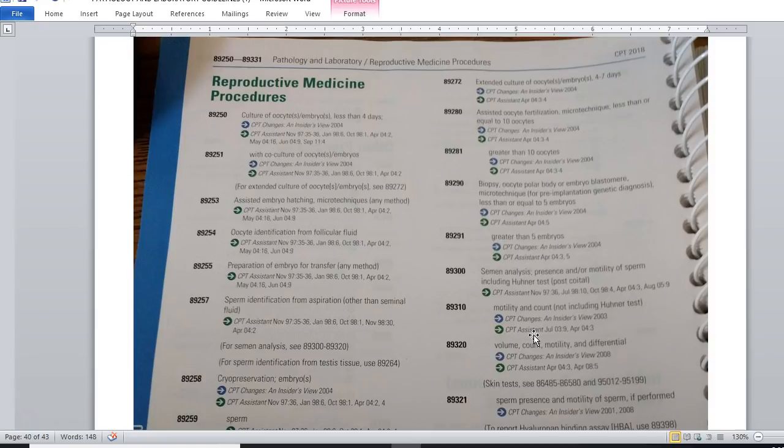And so that's the big thing. And again, for this, we need to know what we're doing. Are we assisting in embryo hatching using a micro technique? Are we cryopreserving embryos? Are we assisting in oocyte fertilization? So again, what's going on? What are we doing in the reproductive medicine?